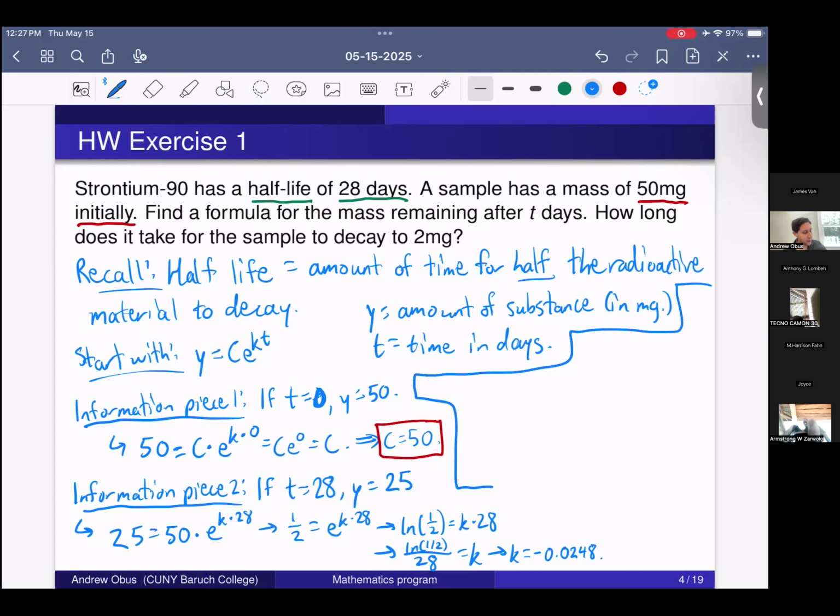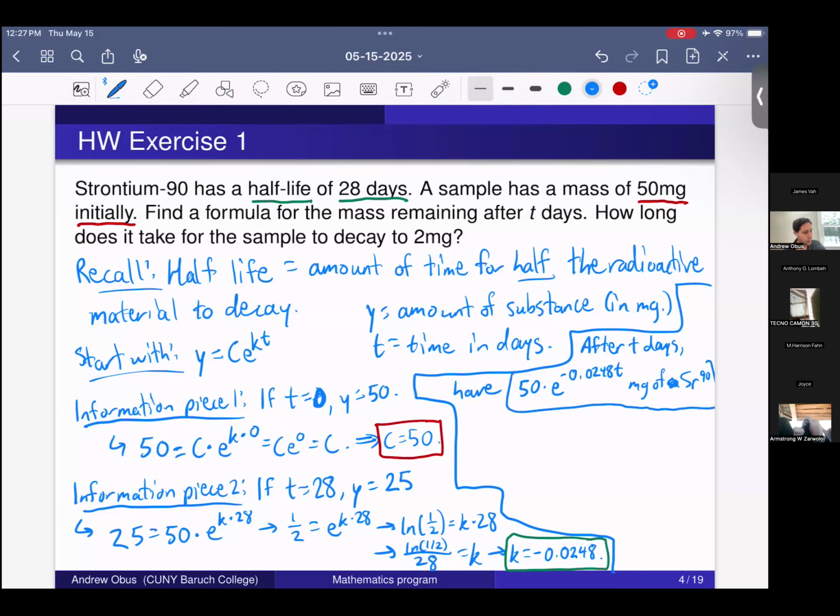So what does the question ask? The question says, find the formula for the mass remaining after t days. So after t days, that's just asking you what y is. So it's c e to the kt, but we know what c is, and now we know what k is. This comes from the second piece of information. And so we get 50 times e to the minus 0.0248 t milligrams of strontium 90. Okay, so that's what it is after t days.